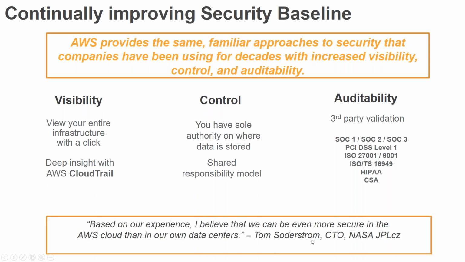This is a quote from the CTO of NASA. So based on our experience, I believe that we can be even more secure in AWS cloud than in our own data centers, right? So when NASA asks us for additional features, it's not that we launch those additional features only for NASA. We can take them as a beta customer to try out those features, but when we launch it in GA, it's available for all the customers, right?